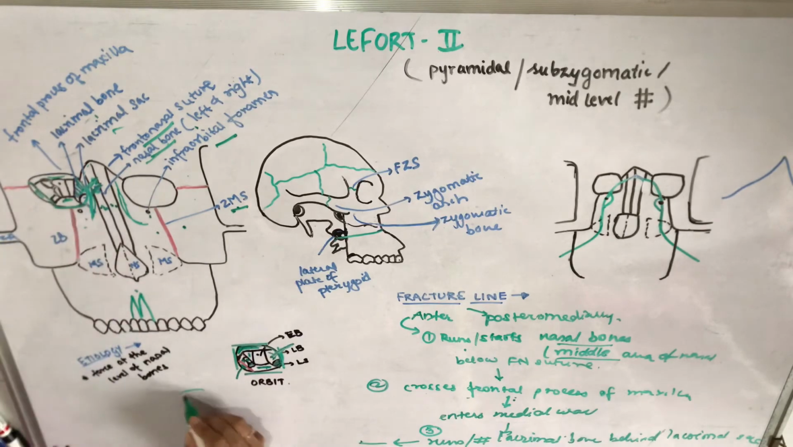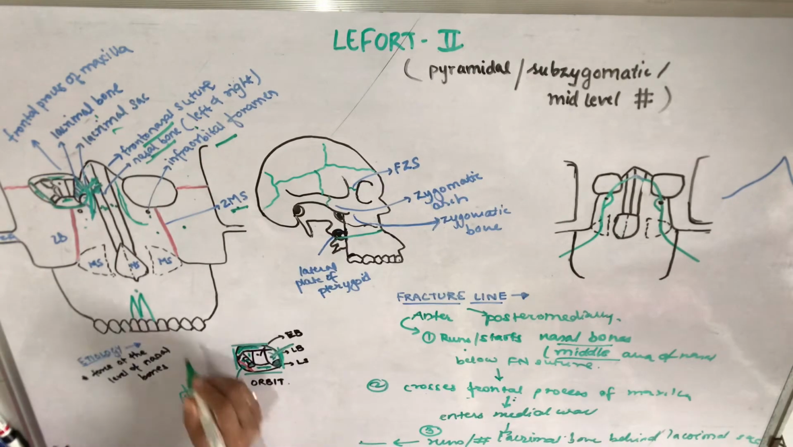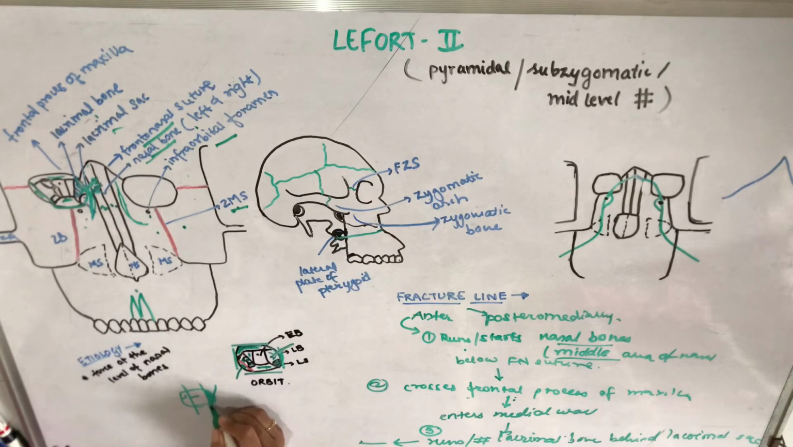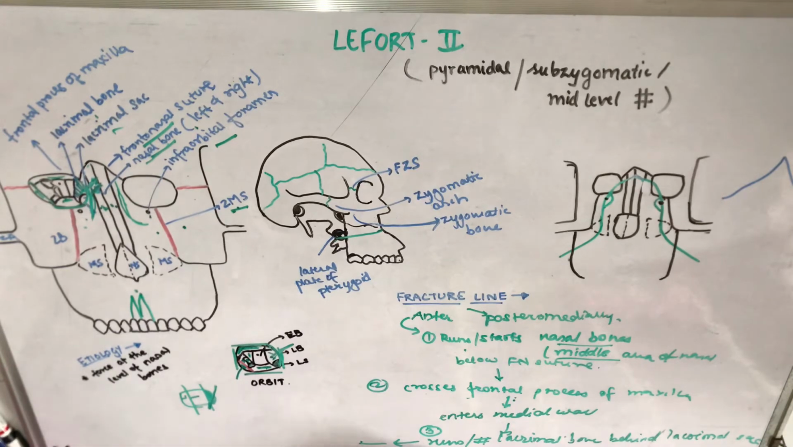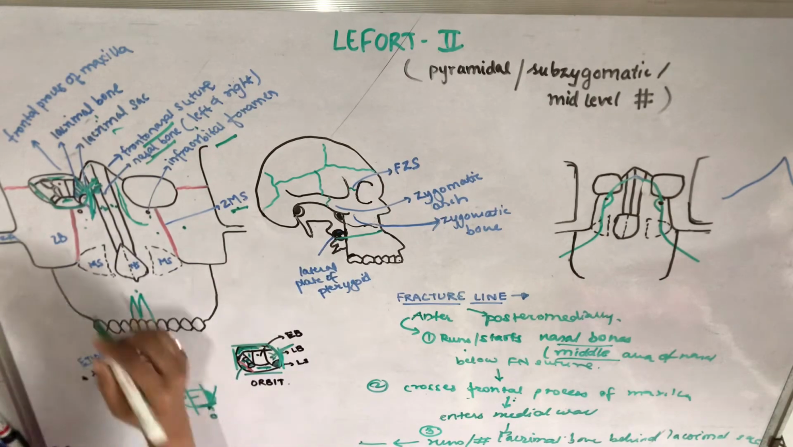So now if your orbit is divided into 3 parts, this becomes your middle 1/3 and this is your lateral 2/3. So this fracture line, it crosses through this junction. So it crosses from this point. So now you have seen it has fractured or it runs through the lacrimal bone behind the lacrimal sac. Then it turns forward and it crosses this infraorbital margin at the junction of this middle 1/3 and the lateral 2/3. Then the next point is, it may or it may not cross the infraorbital foramen. So this is your infraorbital foramen.